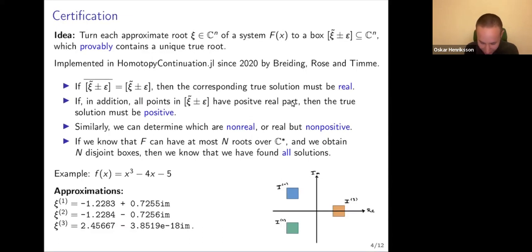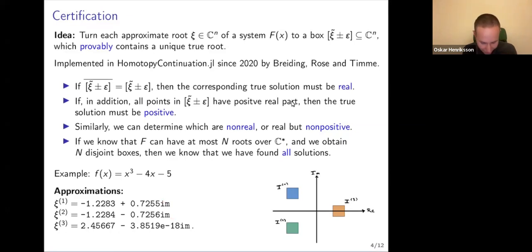Okay. In practice, these boxes would be extremely tiny. Usually this epsilon has order of magnitude 10 to the minus 13 maybe. But here I've drawn the boxes a little bit bigger so that we can actually see them. Okay, and then we see that this box is symmetric with respect to complex conjugation. And then we conclude that the solution it corresponds to must actually be real. Okay, and all points in those boxes have non-zero imaginary parts. So we conclude that these are non-real solutions.